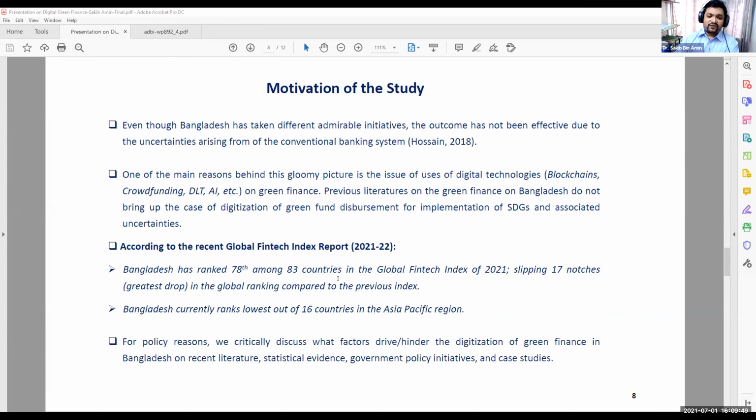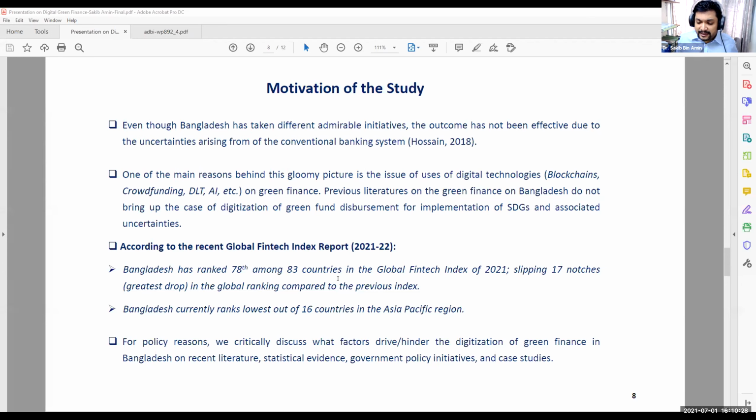So what is the main motivation of this paper? One of the main motivations is to dig out why green finance has not been properly mobilized, even though we are fully aware of the issue of sustainability and clean energy. And one of the important reasons is the lack of digitization of green finance. We have realized that in Bangladesh, we do not have sufficient digital finance technologies like artificial intelligence, big data, blockchain technologies, Internet of Things, and so on. So these are absent, which is also reported in one of the UN reports.